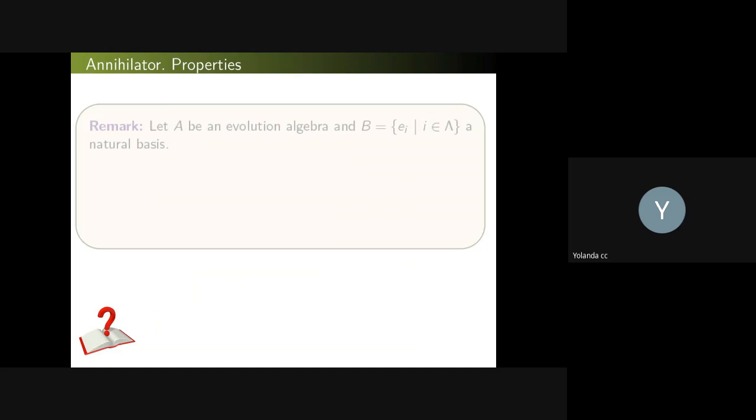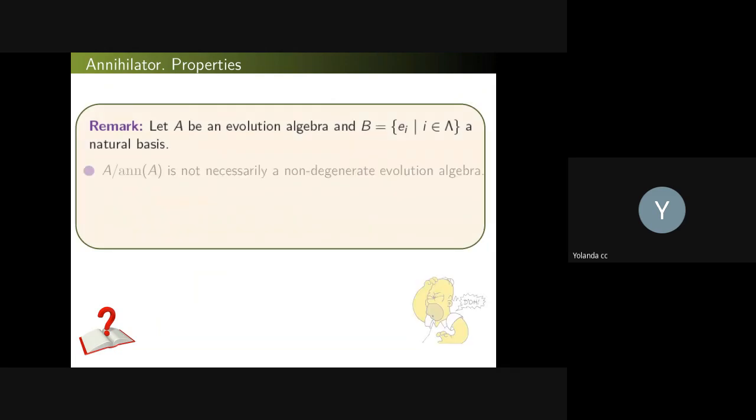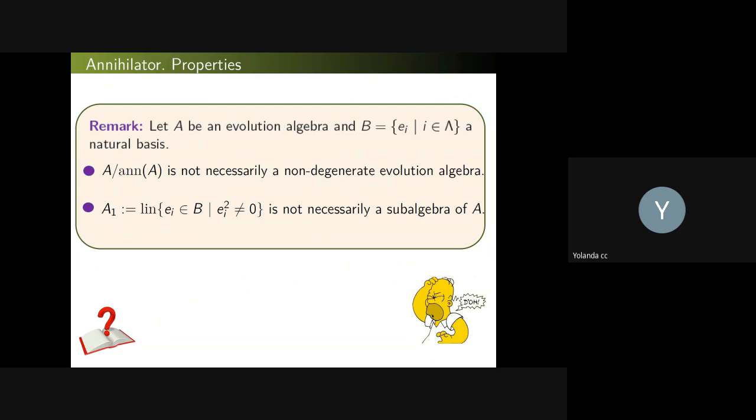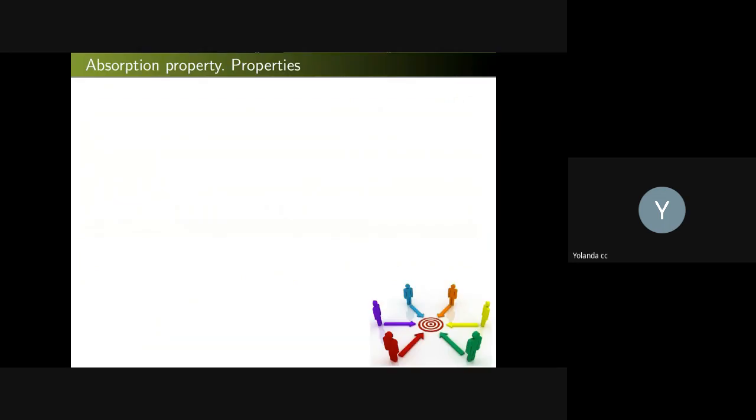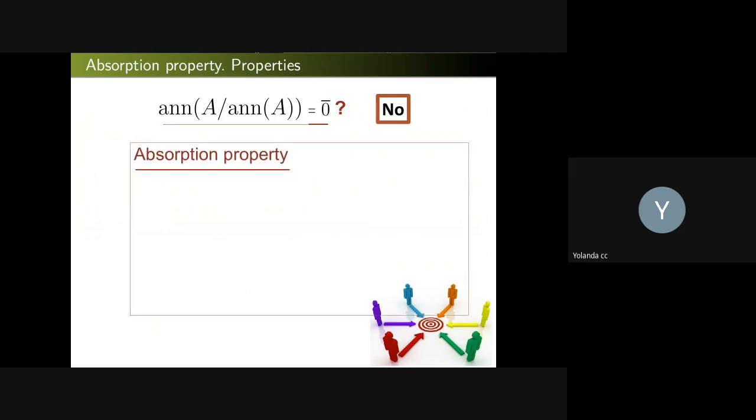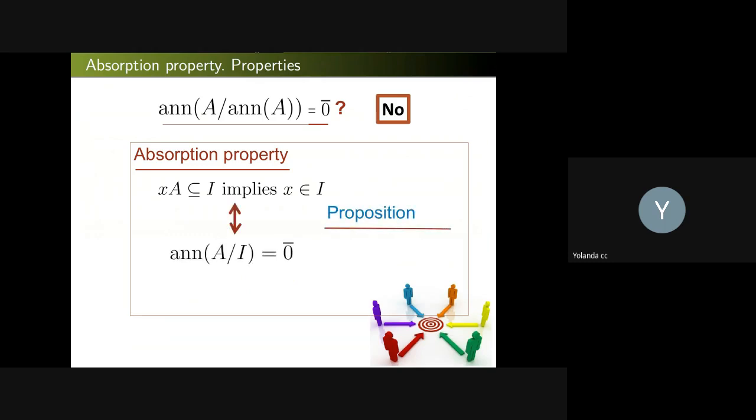It's interesting to note that the quotient over the annihilator isn't a non-degenerate evolution algebra in general. Moreover, the rest of the elements of the basis that aren't in the annihilator don't form a subalgebra. Therefore, it's necessary to define a new concept, the absorption radical. First, we say that an ideal has the absorption property if the only elements that remain in the ideal when multiplied by the algebra are those of the ideal. Well, the annihilator of the quotient over this type of ideal is 0.